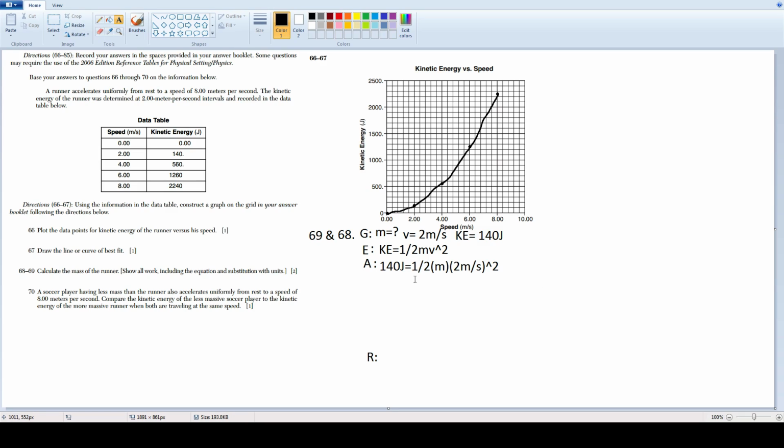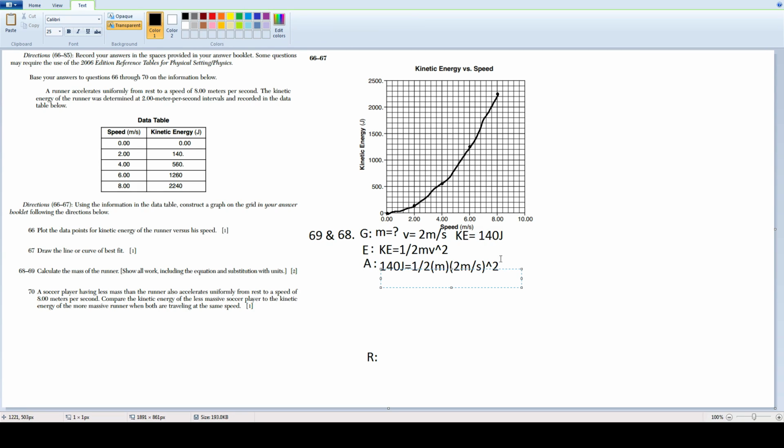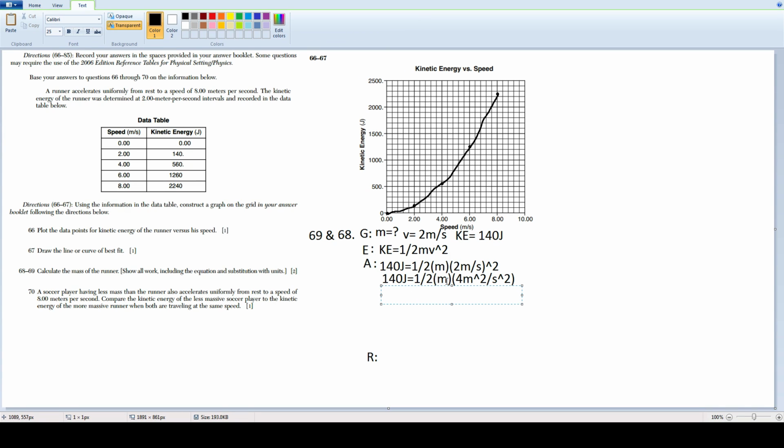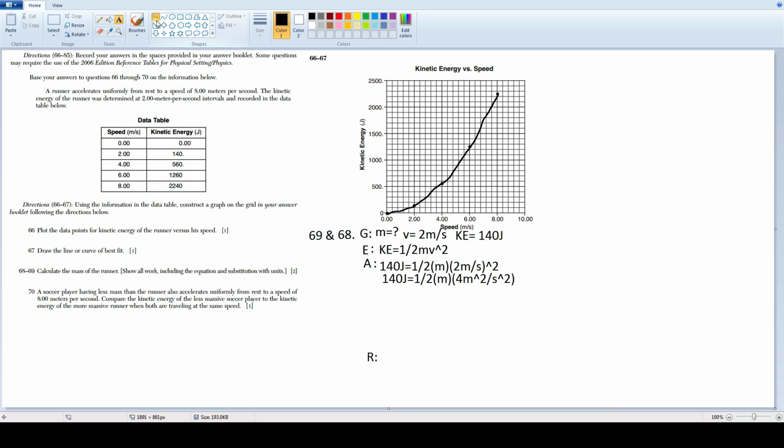The next step that I will say to do is just to square the 2, since it's going to be 4. So it's going to be 140 joules equals 1/2 mass times, and then 2 times 2 is going to be 4 meters squared divided by seconds squared, and that's in parentheses.